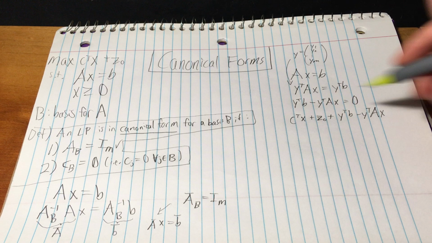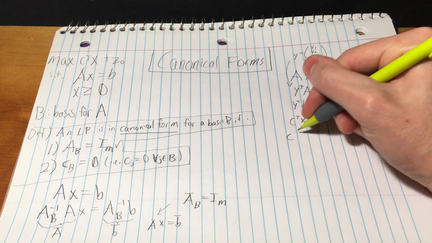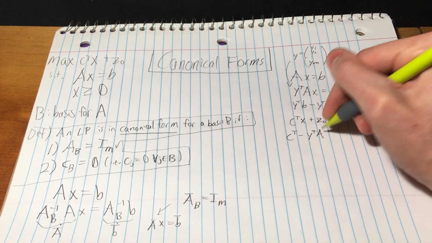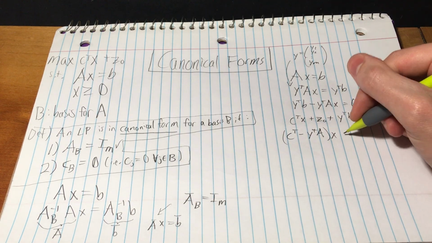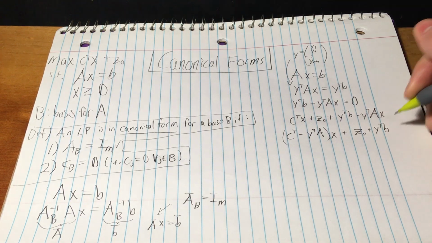And now we can see that there's a common factor x in here. So I can rewrite this as c transpose minus y transpose A, times the vector x, plus this constant, z0 plus y transpose b.